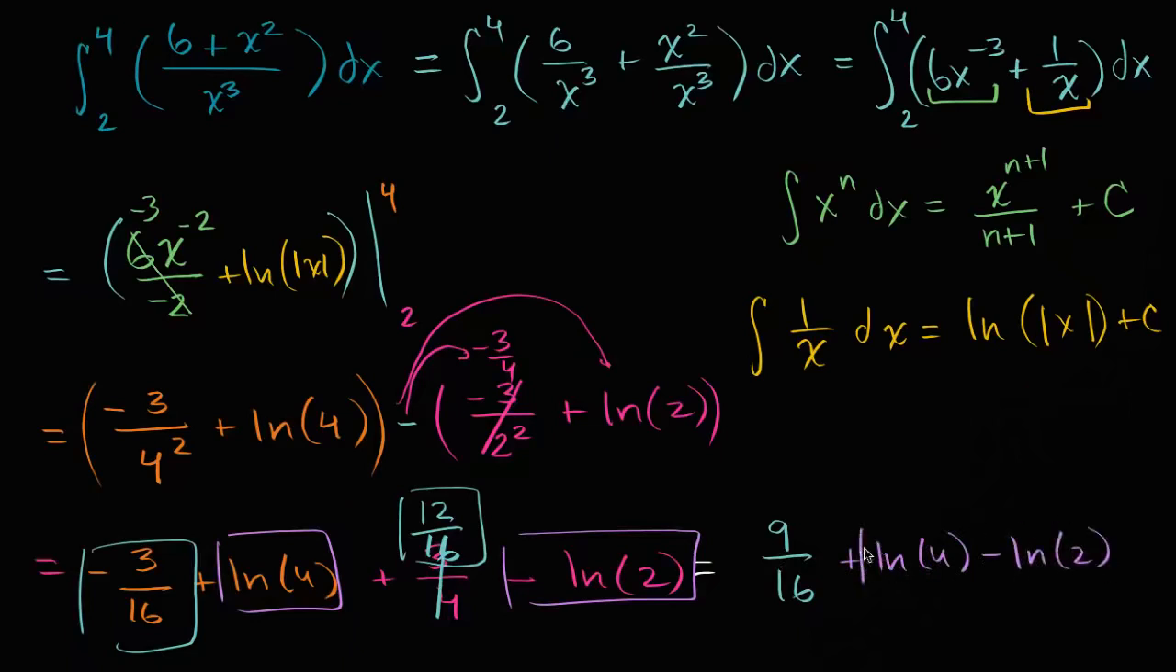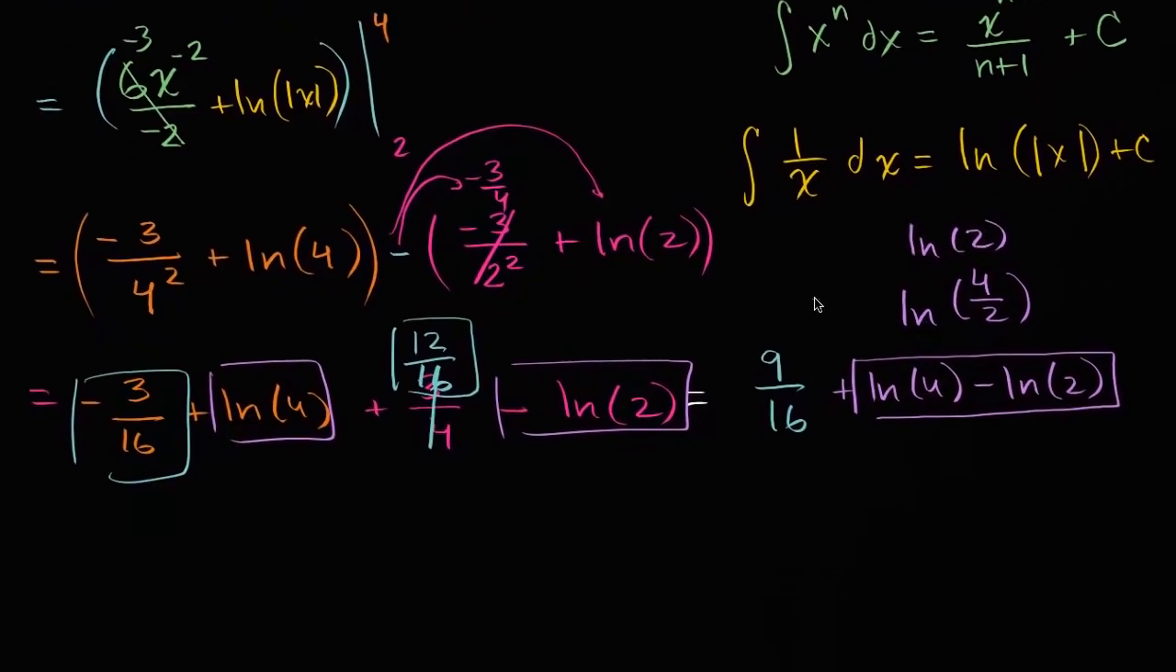And you might remember from your logarithm properties that this over here is the same thing as the natural log of 4 divided by 2. This comes straight out of your logarithm properties. And so this is going to be the natural log of 2. Natural log of 2. So we deserve a little bit of a drum roll now. This is all going to be equal to 9 over 16 plus the natural log of 2. Plus the natural log of 2. And we are done.